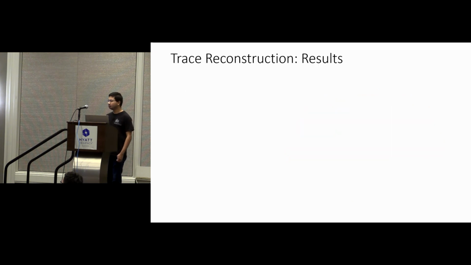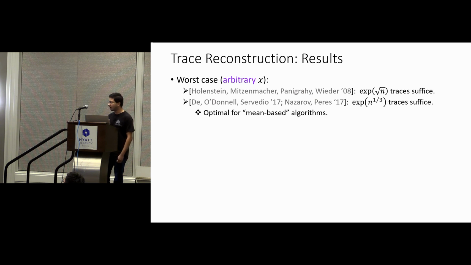Okay, so it should be intuitively clear that this is a significantly harder form of corruption than substitutions or erasure channels, because for a given bit in the trace, we don't know which bit it corresponds to in the original string. We don't have the synchronization that is there in other corruption channels. And indeed, the upper bound results that we know currently reflect that. The best known upper bound sample complexity for recovering a string from the deletion channel is exponential in n to the 1/3, by simultaneous works of De, O'Donnell, and Servedio, and Nazarov and Peres two years ago.